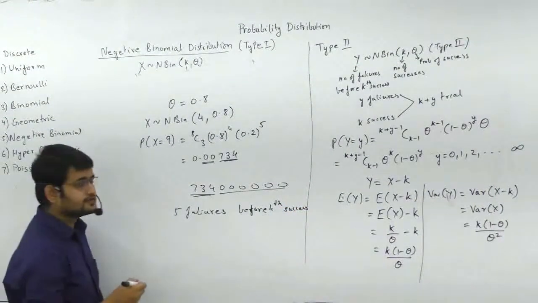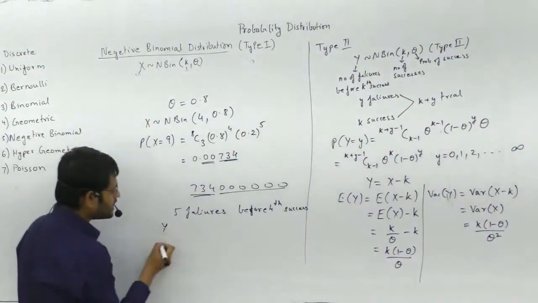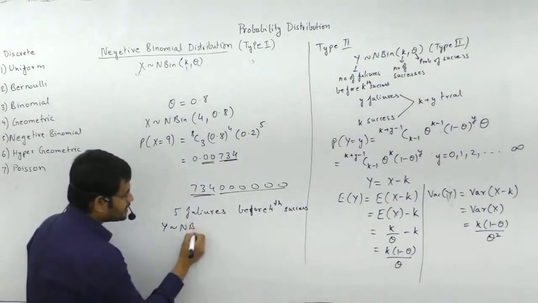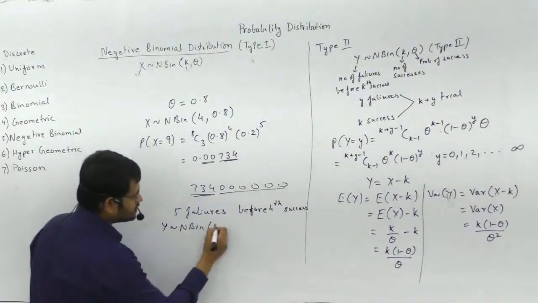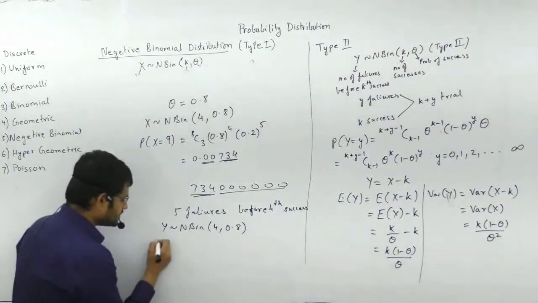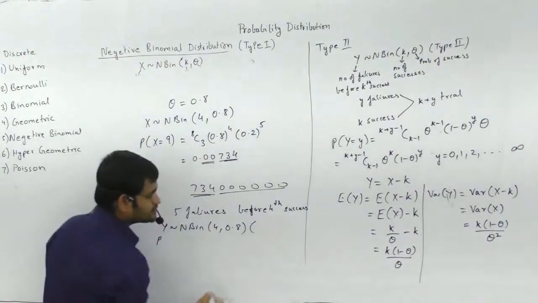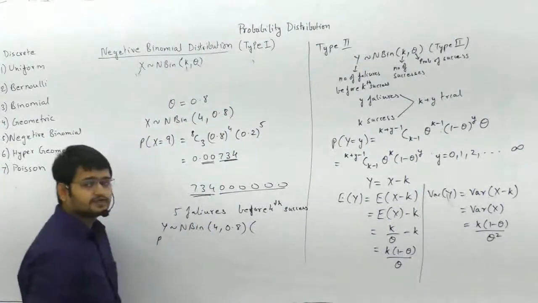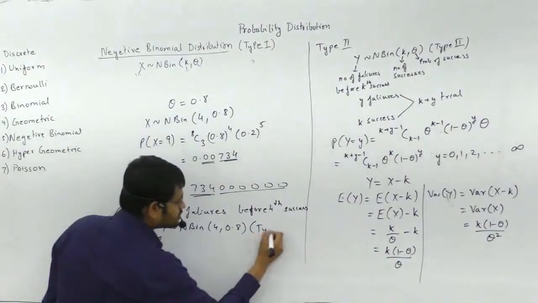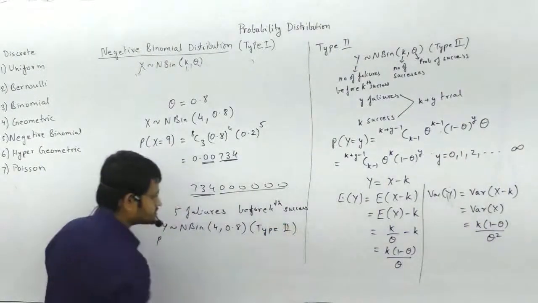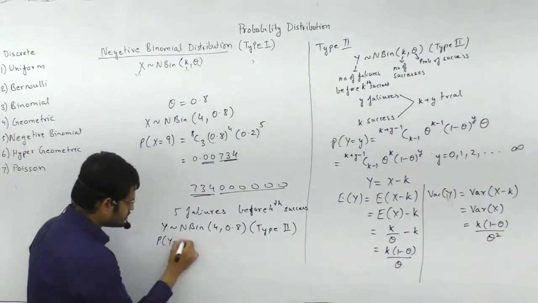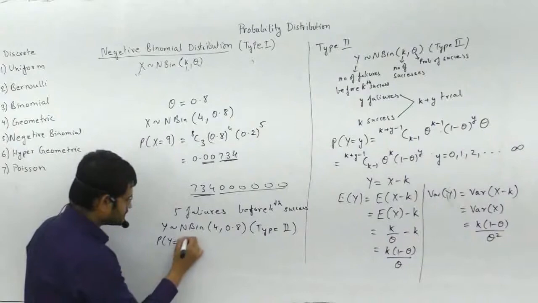So how would we solve this particular sum? We would have said our Y, you can write Y, you can write X. Okay, Y follows negative binomial distribution with 4, 0.8. Now always, if you are using type 1, you don't have to mention whether you are using type 1 or type 2. But if you are using type 2, I would suggest you mention it. Just write down type 2. So we'll have probability Y is equal to, now we need 5 failures. So Y is equal to 5.